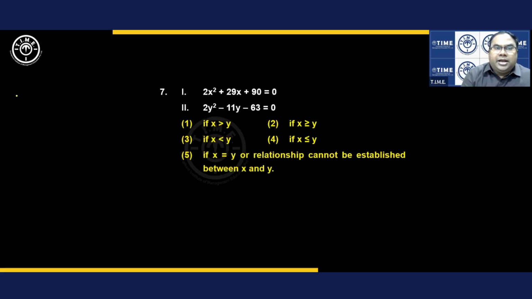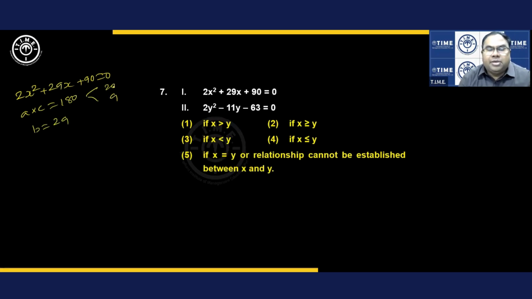Right? 2x square plus 29x plus 90 is equal to 0. How much is a into c? A into c is 180. What is b? 29. So 180 can be written as 20 into 9. A into c positive, so write it as sum of two numbers. 20 plus 9 is 29, 20 into 9 is 180. So for the roots, change the sign. Minus 20 by 2, comma, minus 9 by 2. So minus 10, comma, minus 9 by 2.